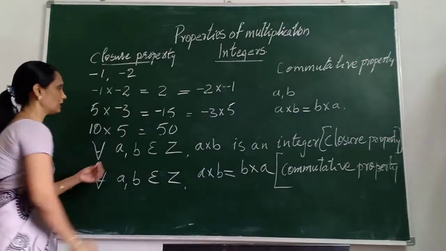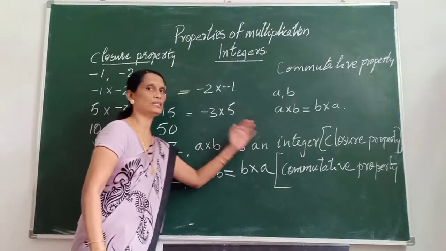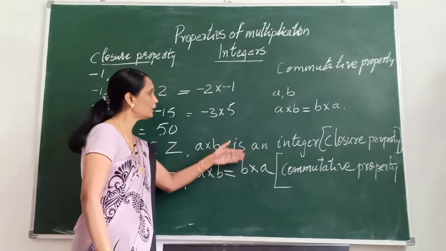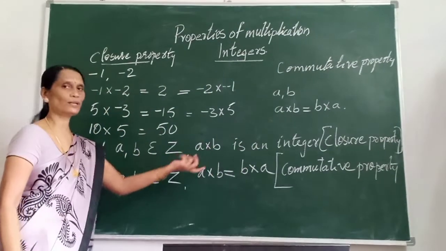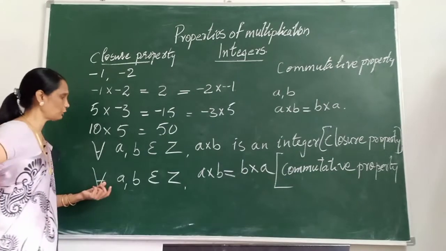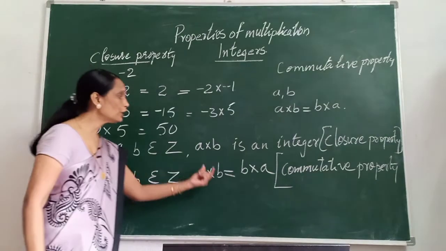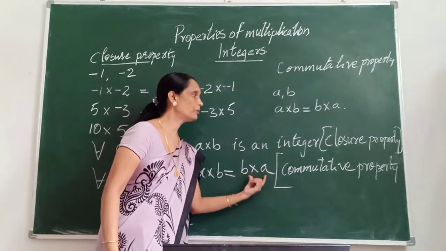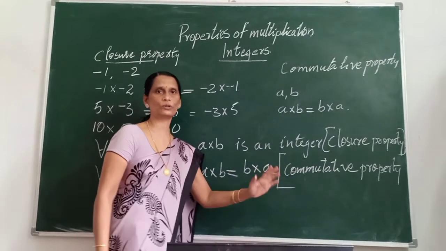Okay, so closure property means for all A, B, element of Z, A into B is also an integer, or A into B is also an element of Z. Like that, it is commutative property. A and B are the elements of Z, then A into B is equal to B into A. That is commutative property. Okay, now let us go into the next one.